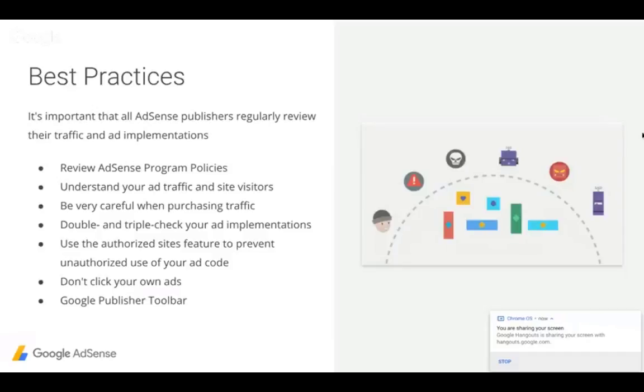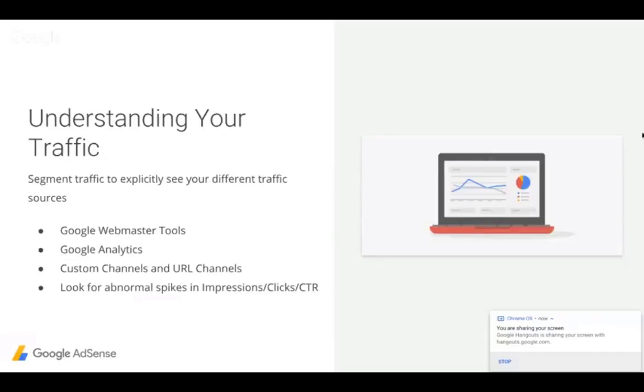Also, as a rule of thumb, never ever click on your own ad, even if it was out of genuine interest. If you are interested in an ad, please still do not click ads on your own website. We encourage you to use the Google Publisher Toolbar, which is a Chrome extension available to you. This can be used to see and test your ads, how they are performing, and get more reports about your performance. So let's move forward and talk about how you can understand your traffic better.